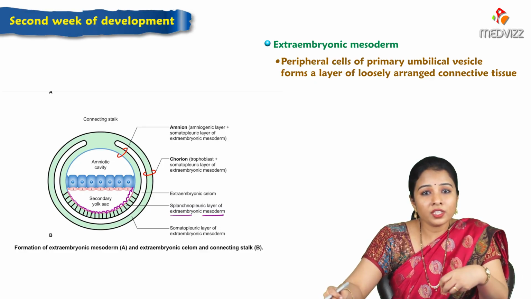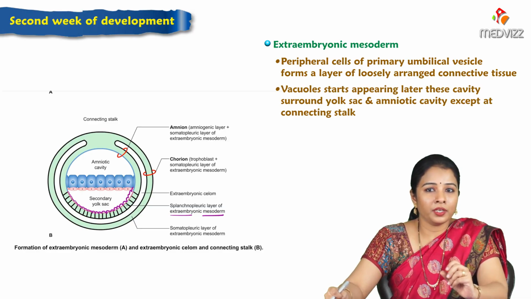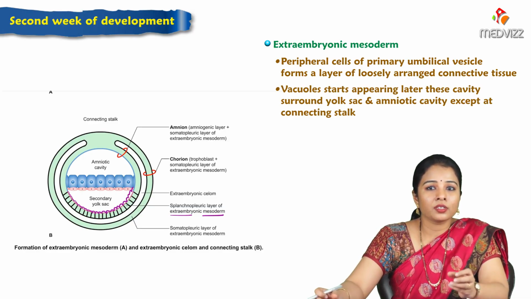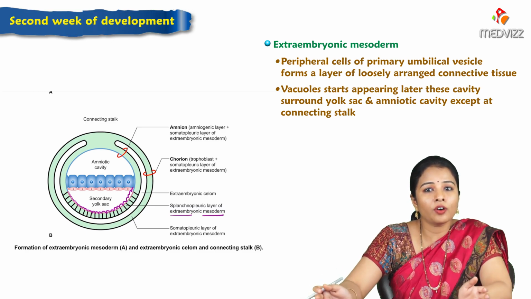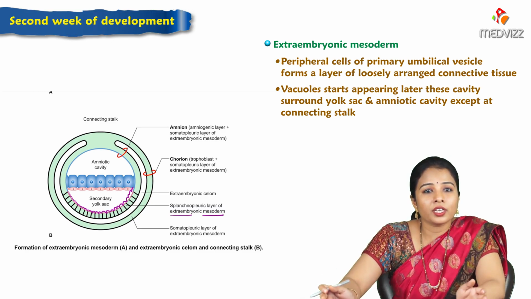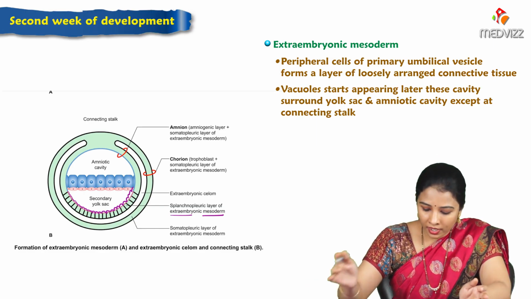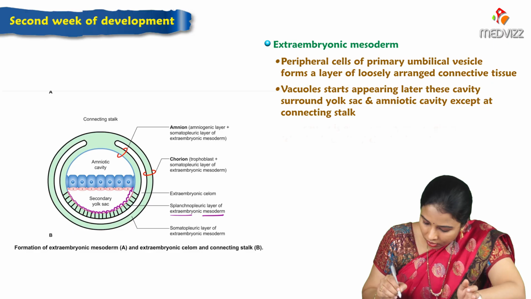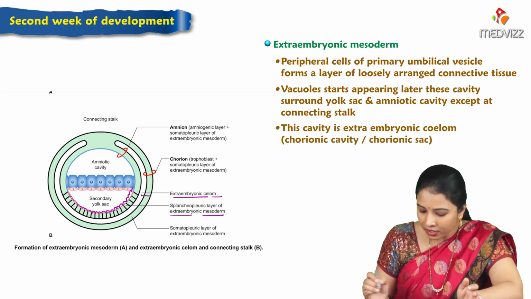And slowly within the extraembryonic mesoderm, vacuoles start appearing. Vacuole means gaps. So later these vacuoles all join to form a cavity. The cavity surrounds the yolk sac and the amniotic cavity except at the connecting stalk. So this cavity is the extraembryonic coelom.